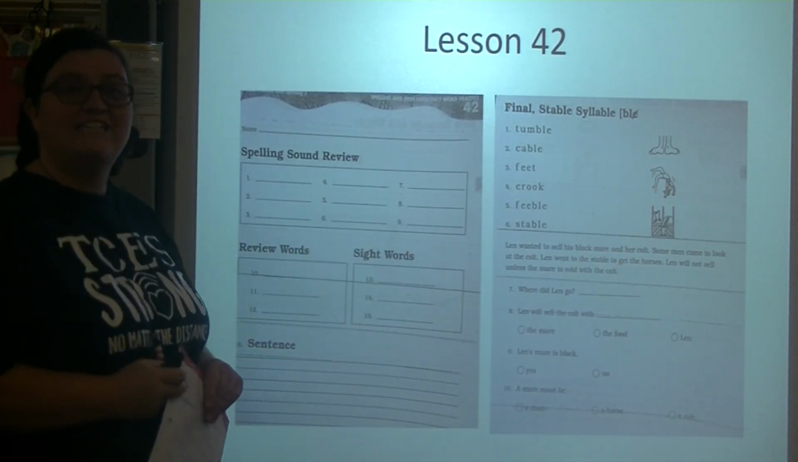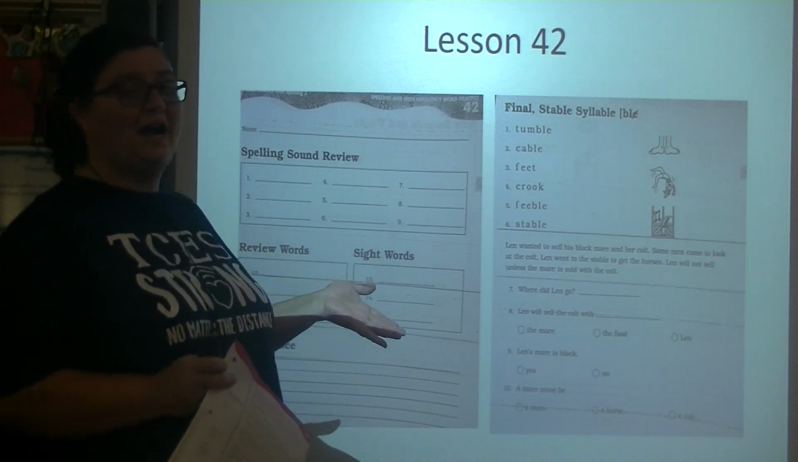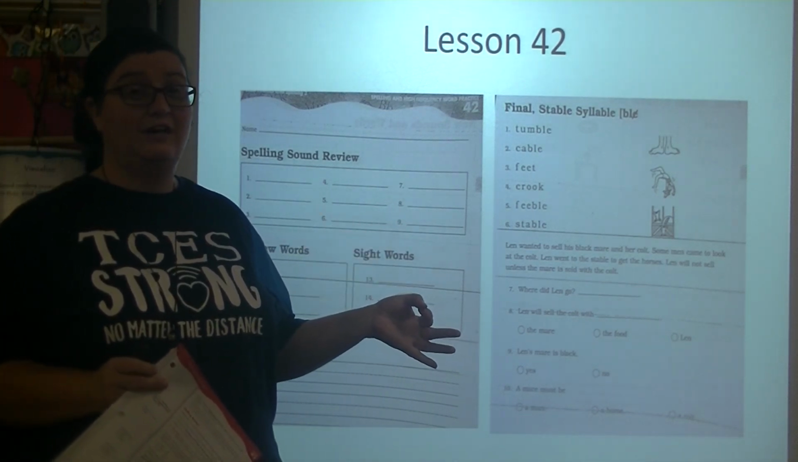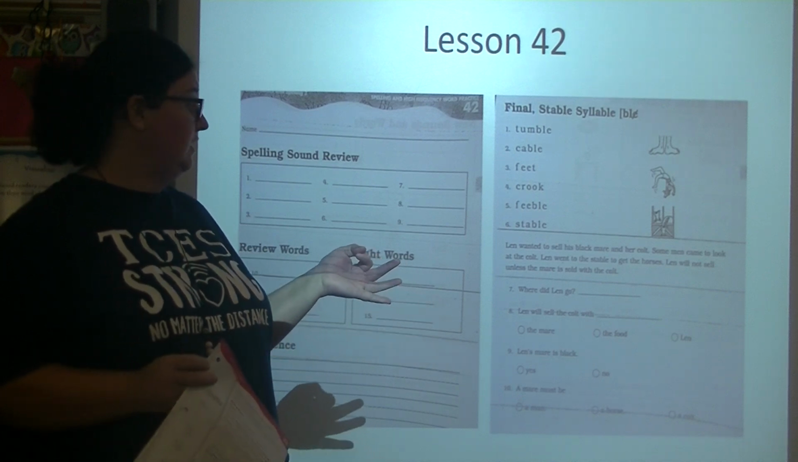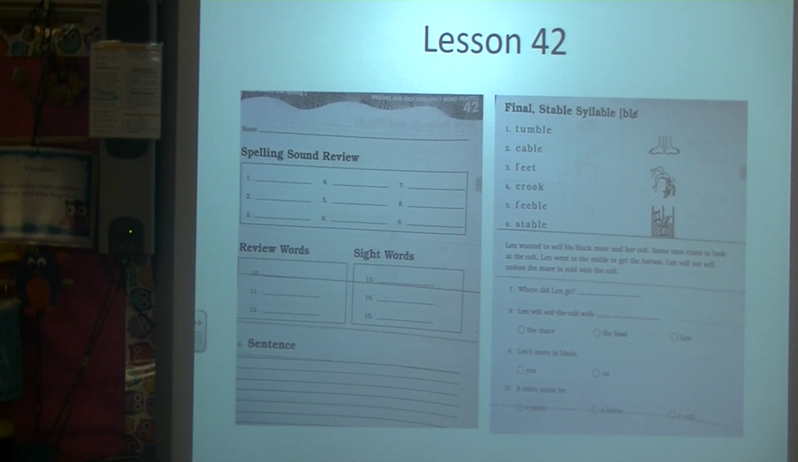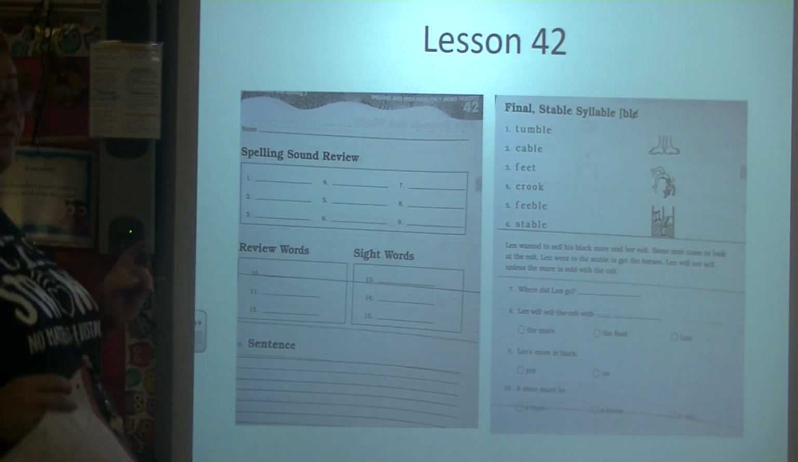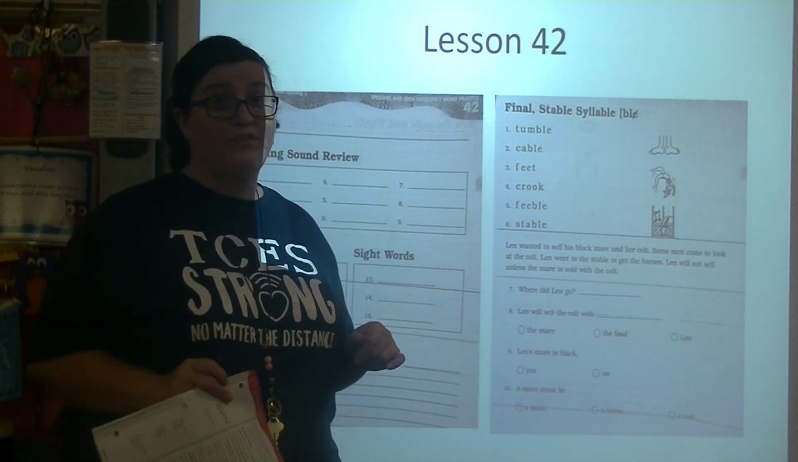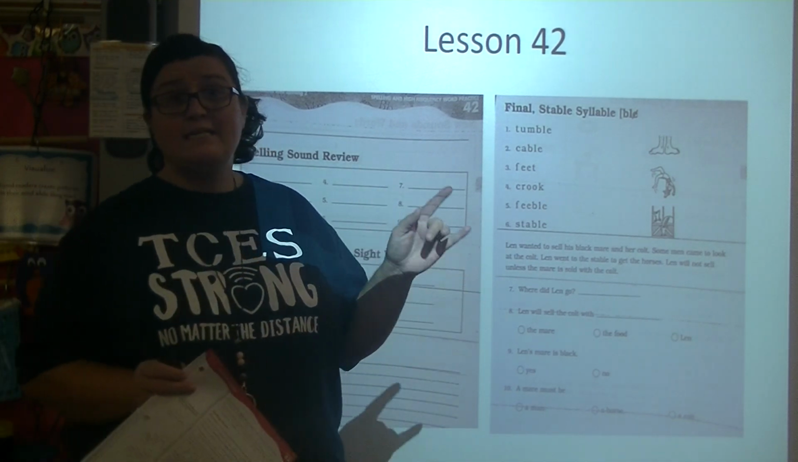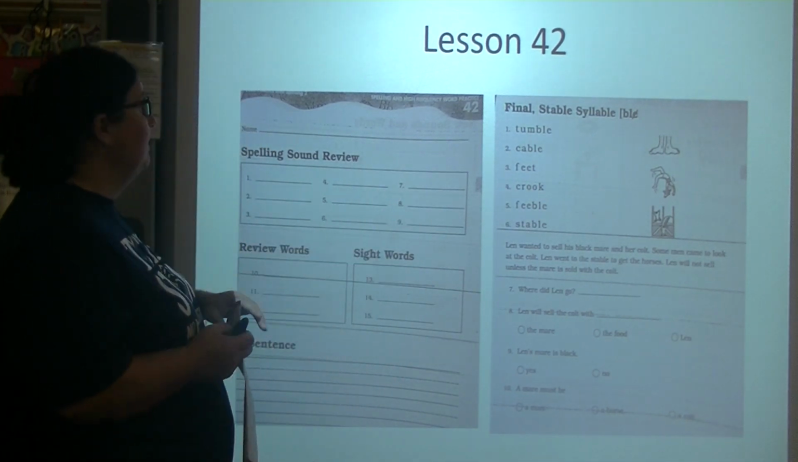Lesson 42. Don't forget to practice your spelling words. Spelling list number 8. Are we on 8? Yes, 8. Spelling list 8. Don't forget you have sentences also that you need to practice. Remember where you need capital letters, spaces, and your end marks.